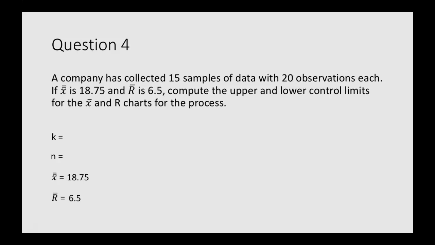In this case, we were told we had 15 samples, and in each sample, we had 20 observations. So you can think of it as 15 different days, and each day, you took 20 observations. You took 20 pieces of data from each day. Now, why is this so important? Well, we'll see later on, when we're computing our upper and lower control limits, we need to know the difference between K and N so that we can figure out our constants in our formulas.